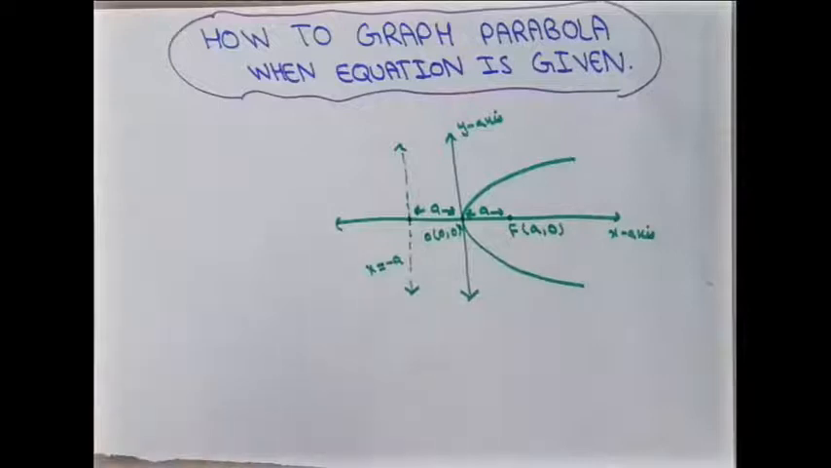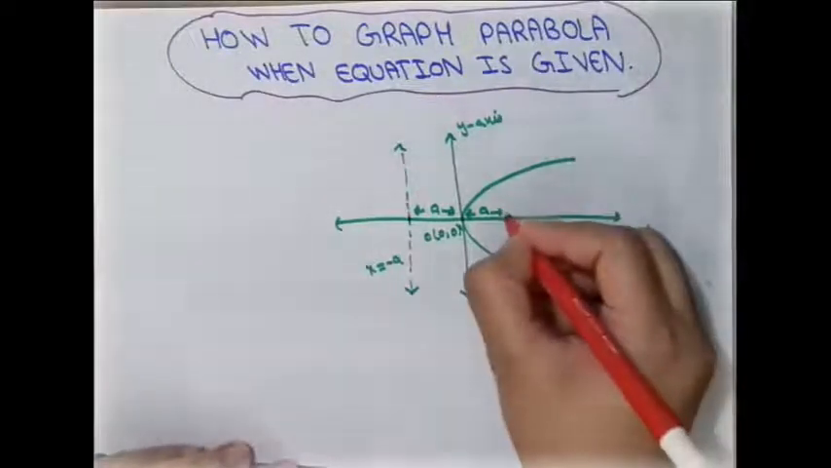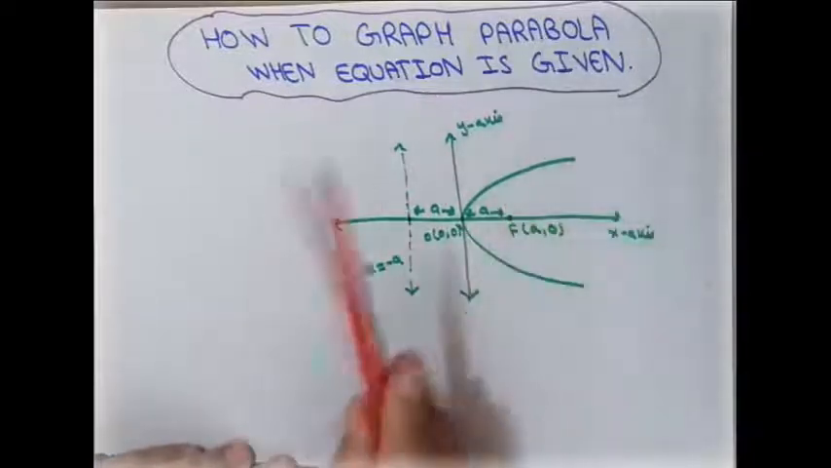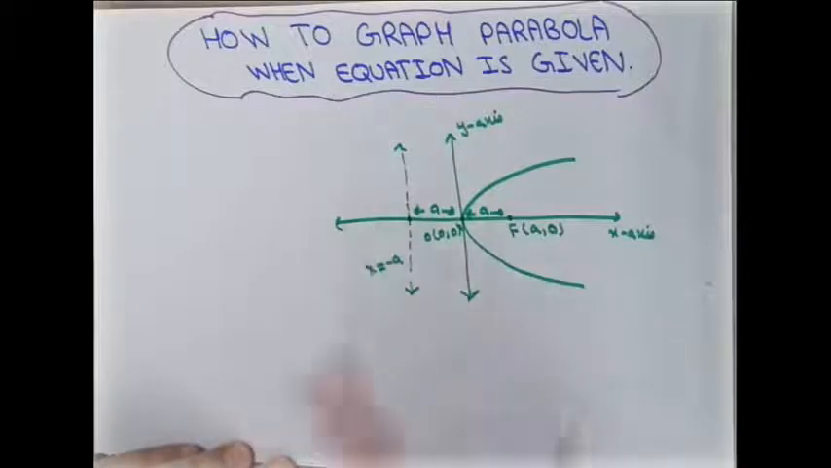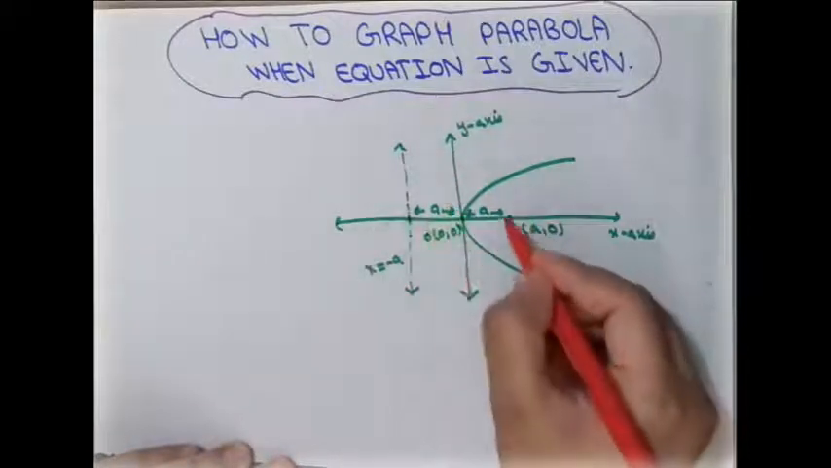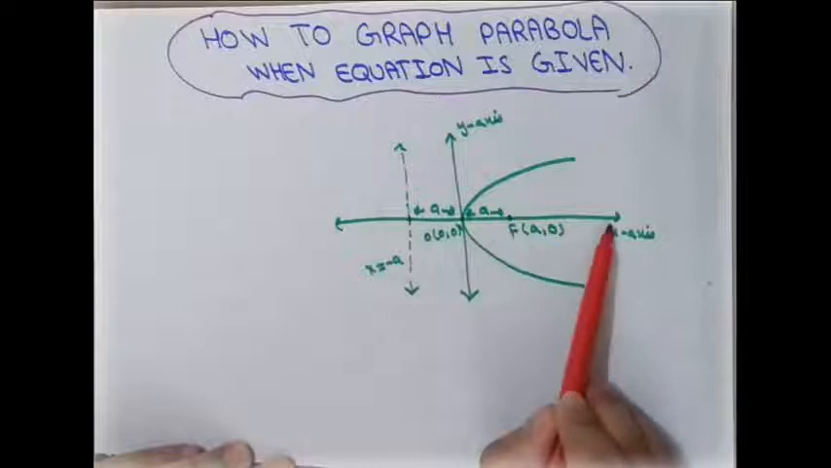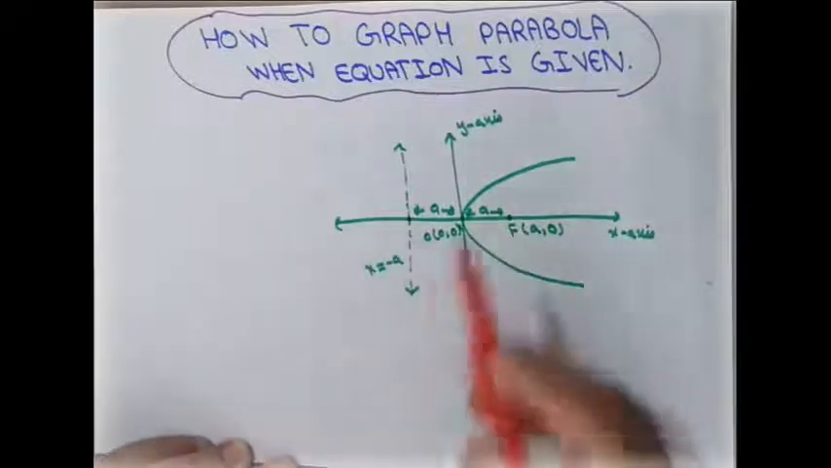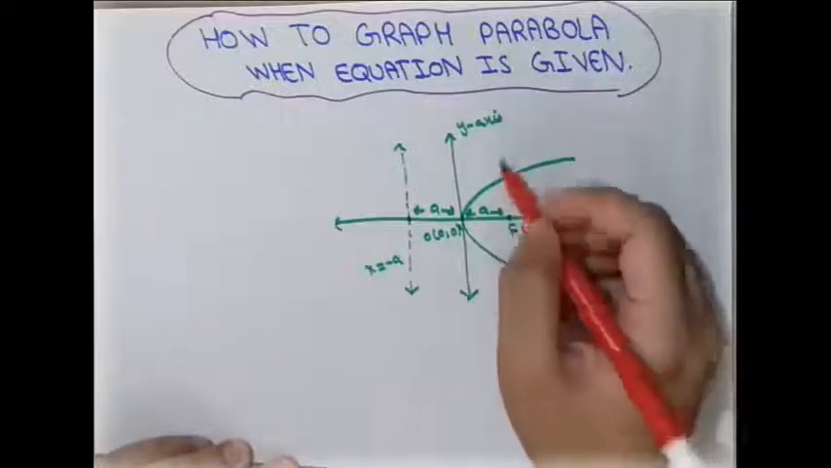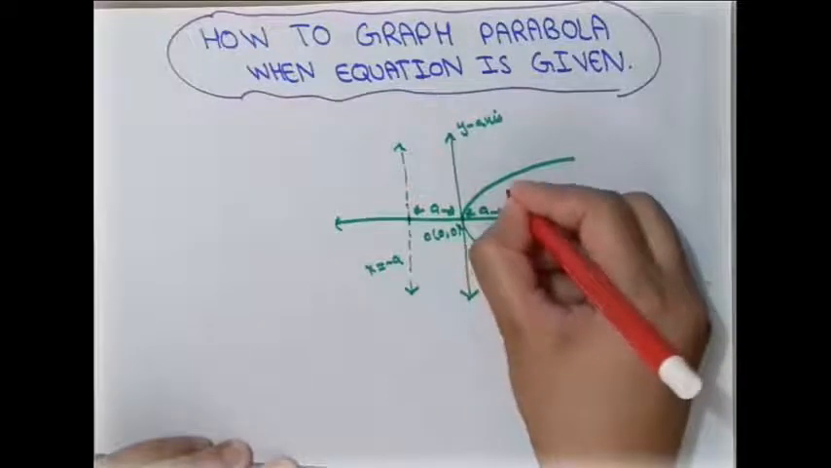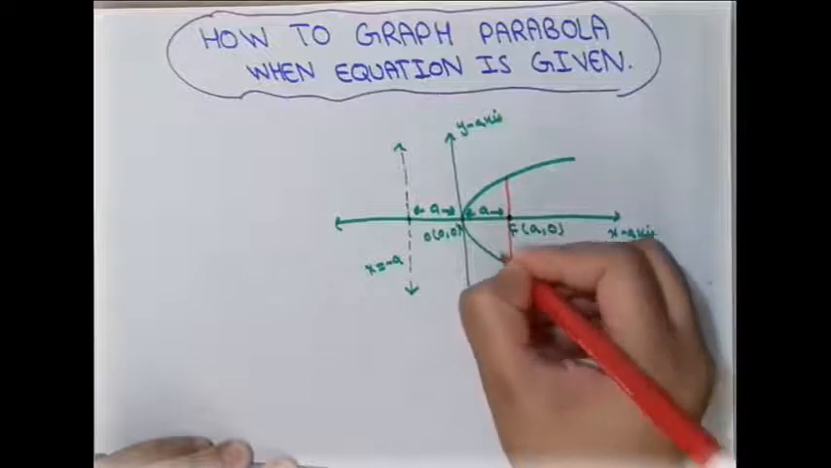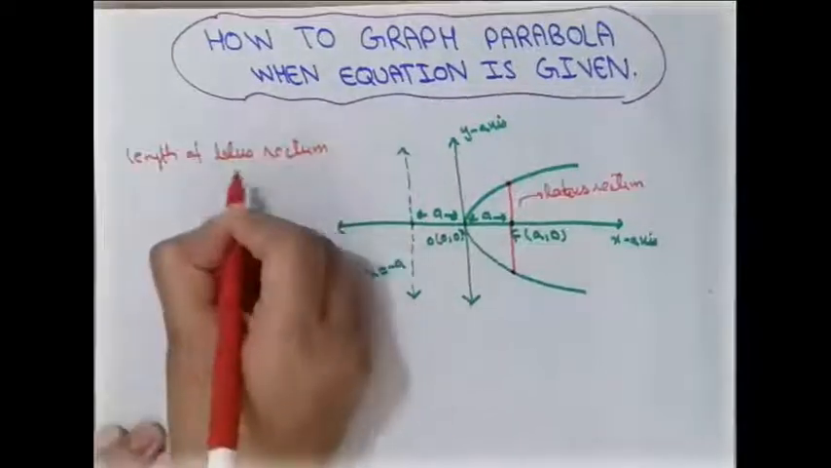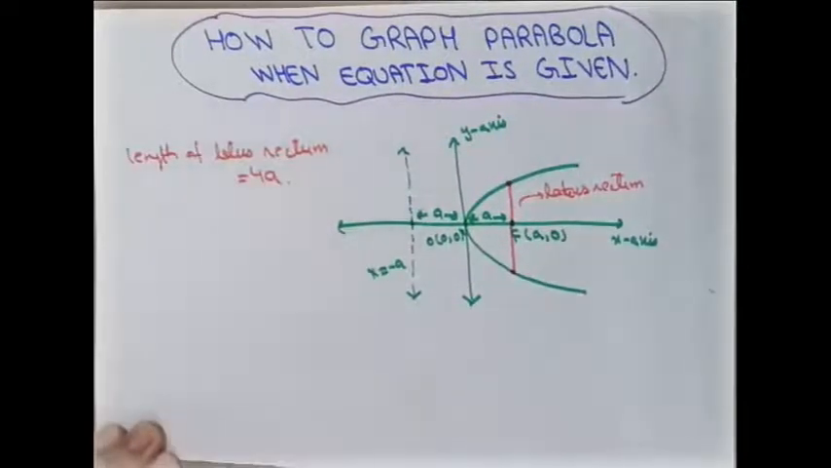We also discussed one more thing: the line segment that passes through the focus and is parallel to the directrix line, or we say the line which passes through the focus perpendicular to the major axis, with endpoints on the curve, is called the latus rectum. If I draw this line over here, then this is called the latus rectum. The length of the latus rectum is 4a.